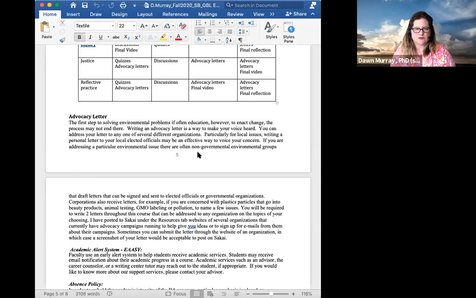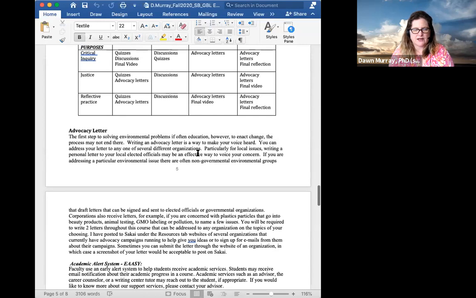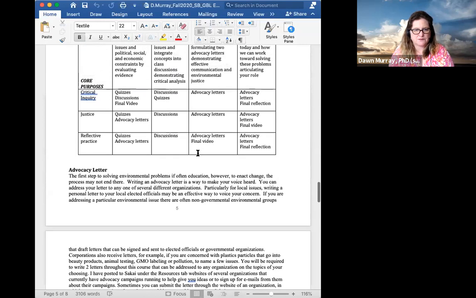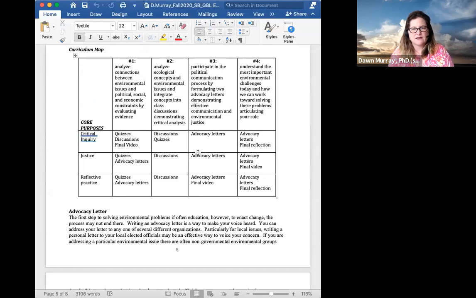And maybe you share that on social media and you start seeing people's reactions to your advocacy, seeing if you can get more people on board with you and your advocacy. So that is the advocacy letters.